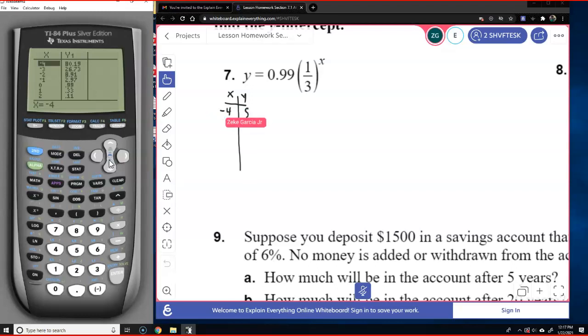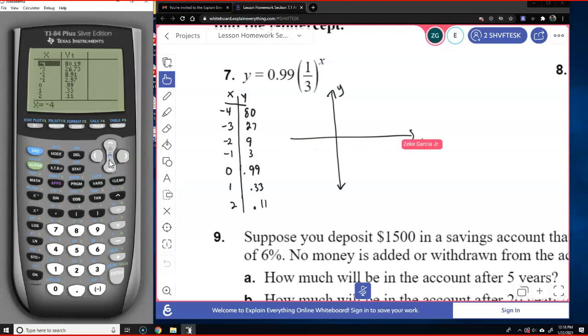I just randomly picked it, so at -4, y is 80, -3, it's going to be 27, -2 is 9, -1 is 3, 0 is 0.99, 1 is 0.33, 2 is 0.11. And if you were to draw your y-axis and draw your x-axis and then sketch the graph, you would notice that it would be a decay model.